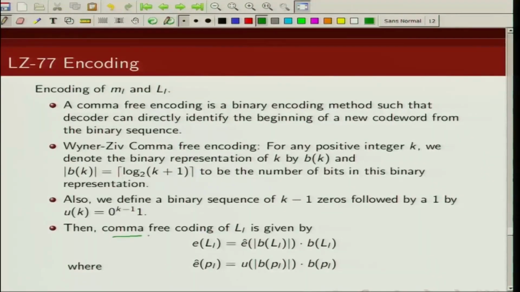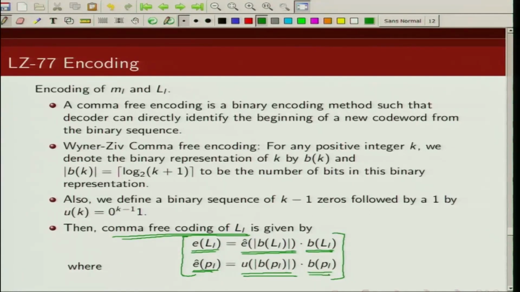So the comma free encoding of the length of the match of this substring was given by this. Comma free encoding of L is given by E hat of the number of bits required to represent the binary representation of L, concatenated with the binary representation of L, and E hat is given by U of the number of bits required to represent this binary representation, followed by the binary representation itself.